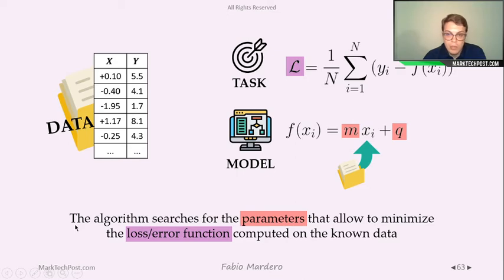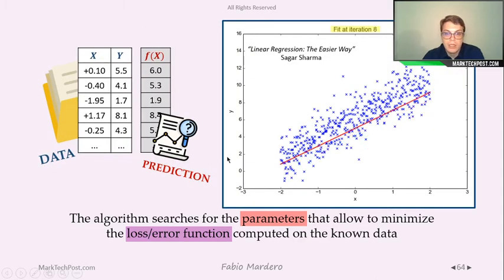And the goal of the algorithm is to search for the parameter values, of course, that allow us to minimize the loss or error function computed on the known data, the observed data. And this is the process of learning. You see that through iterations, the model gets better and better and fits the data more. In fact, we are in a supervised learning problem, and these are the predictions, the outputs of the machine learning model.